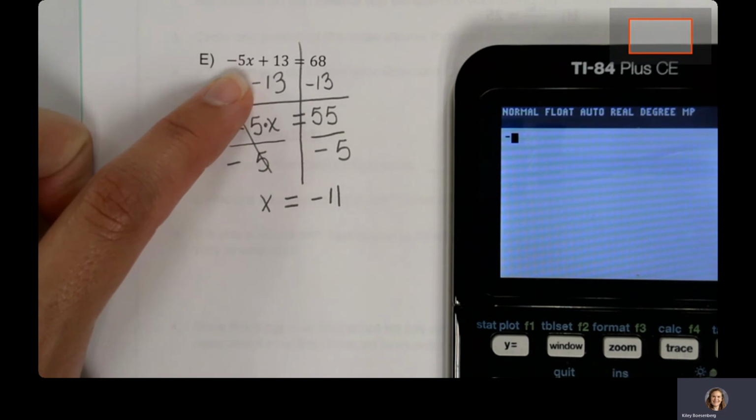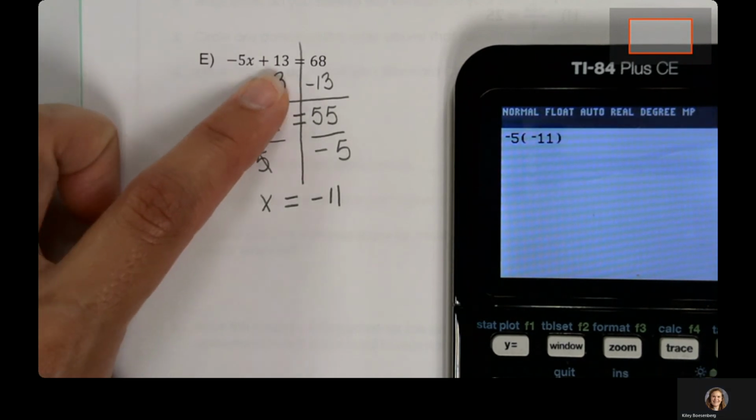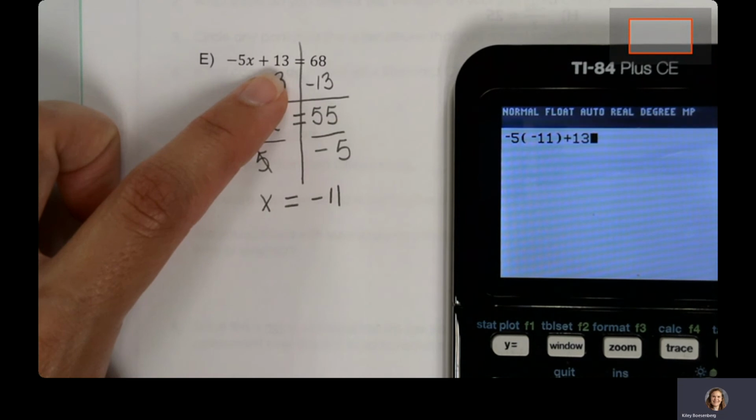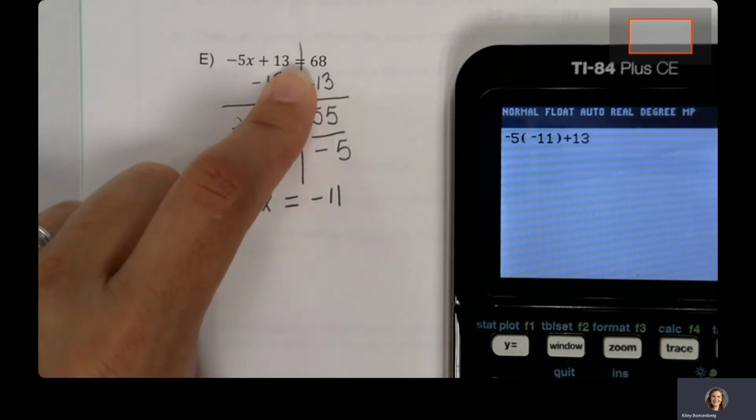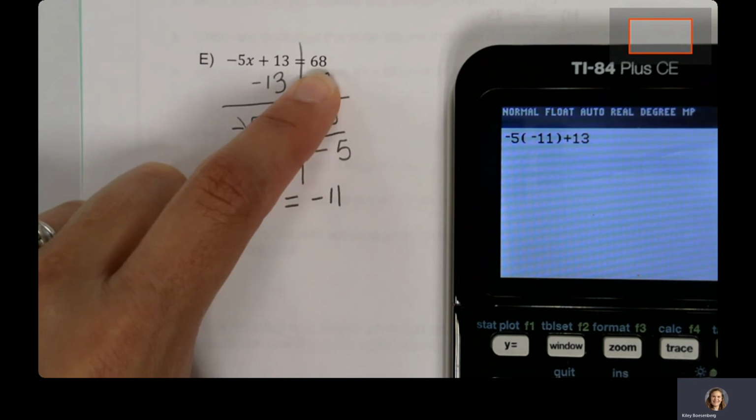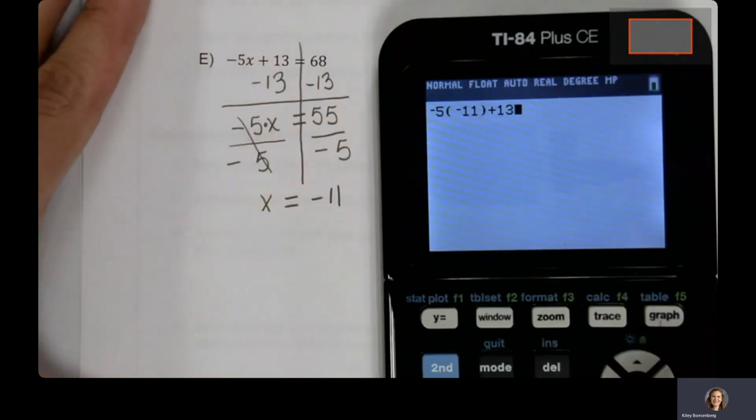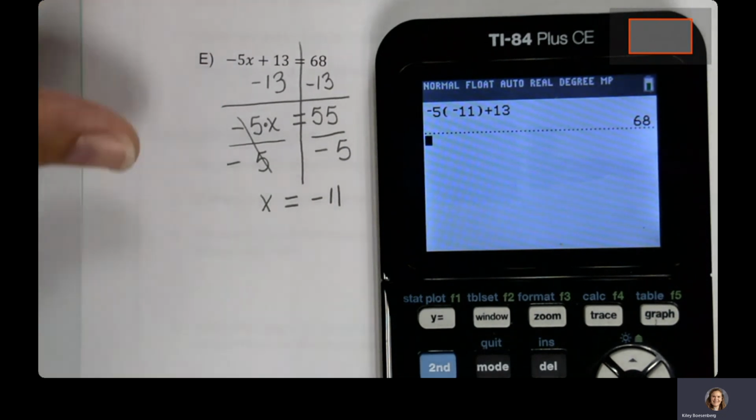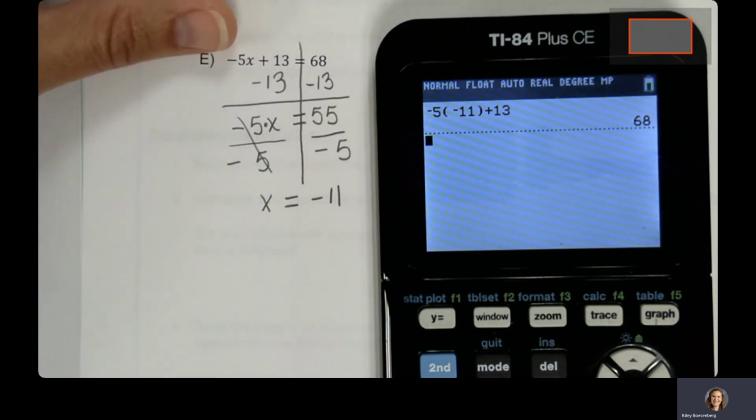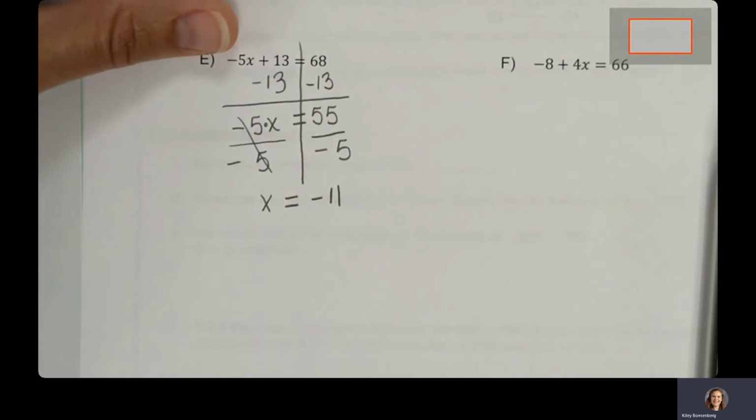I've got a negative 5, and I'm going to multiply that by my negative 11 that I just got. And then I'm going to put plus 13. And when I hit the enter sign or the equal sign, I should get on my screen a 68. Okay, so when I plug that back in, I should see 68. And if you're not seeing 68, if you're seeing negative 68, then you've got the wrong answer. Or if you're seeing another number besides 68.